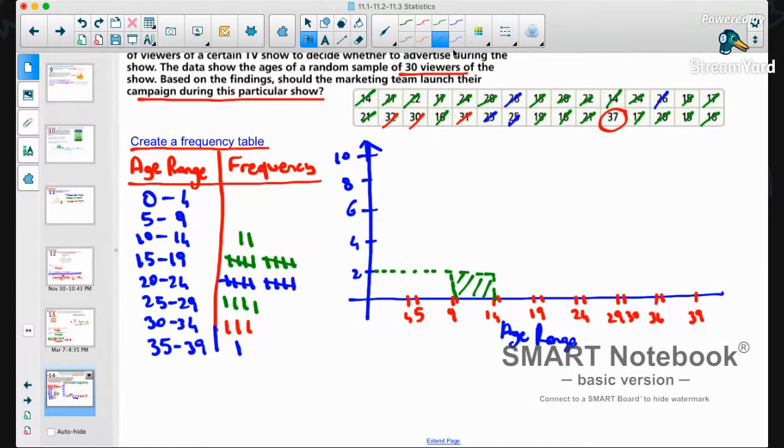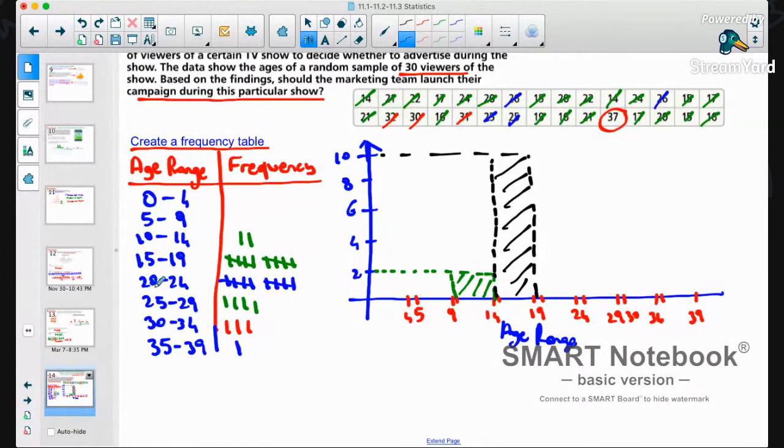15 to 19, how many people are there? The frequency is 10. So between 15 to 19, your frequency is going to be 10. So this is going to be your bar. The age range 20 to 24 is going to be 10 as well.